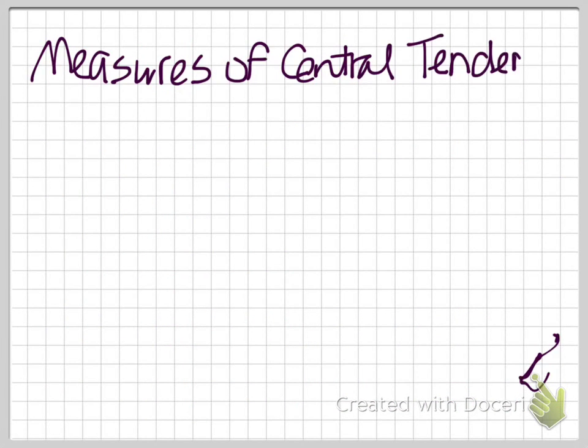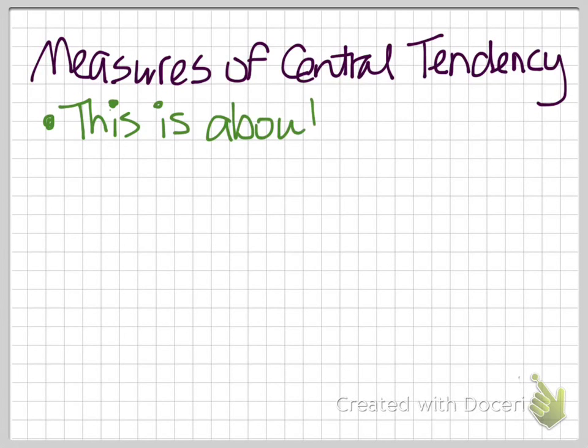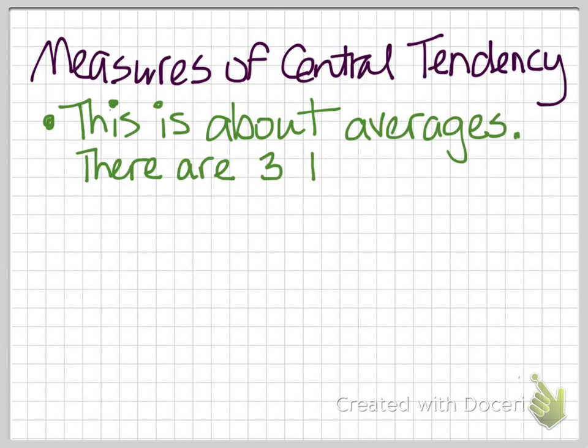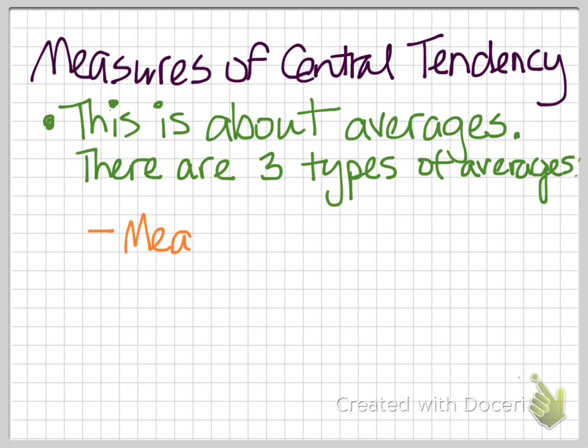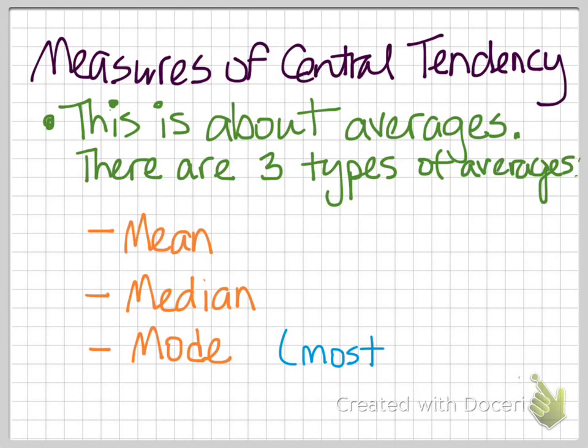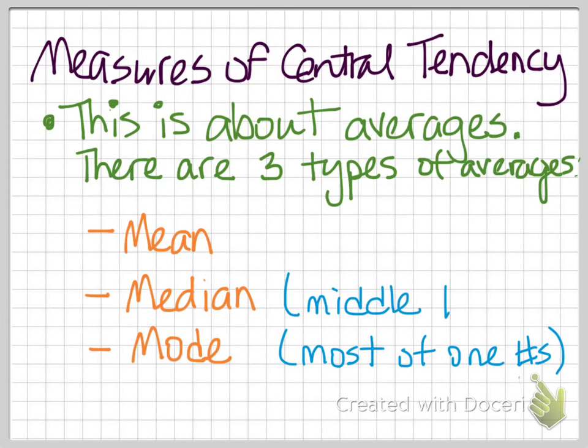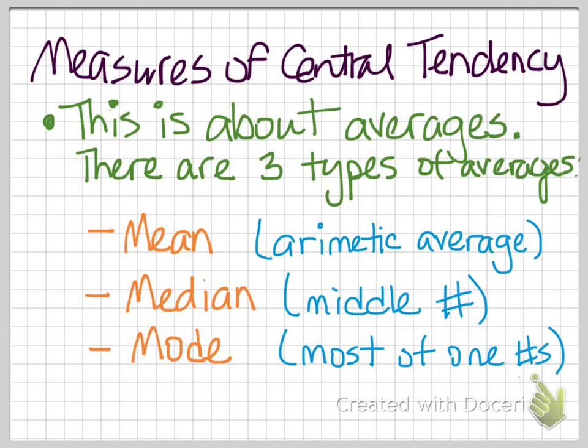Let's talk about measures of central tendency. Measures of central tendency are all about averages. It's really about the three kinds of averages that you can find in a data set. One of those is called mean, one is called median, and one is called mode. Mean is an arithmetic average. That means that you have to use the operations of addition and division to get it.